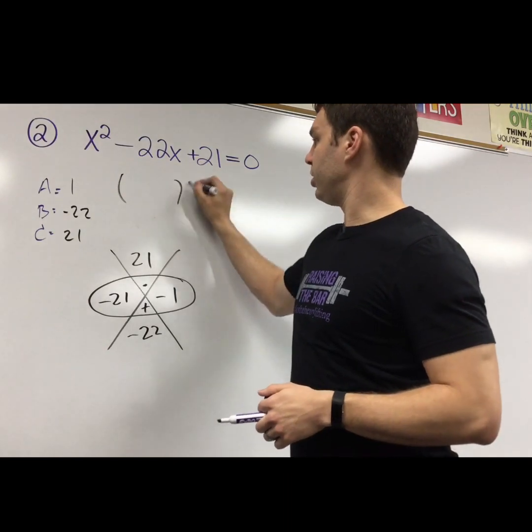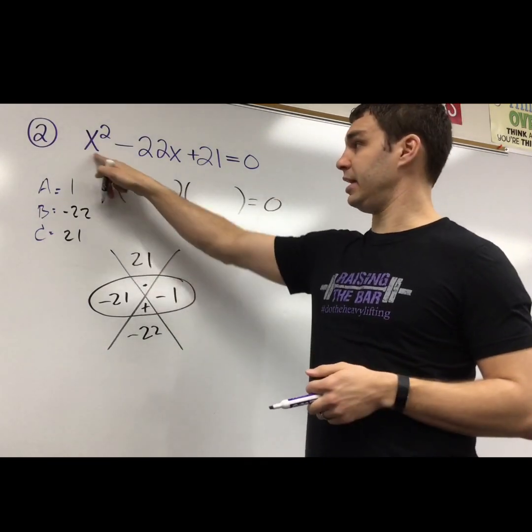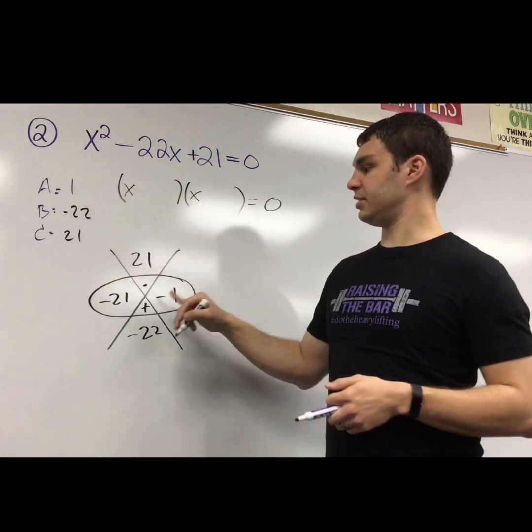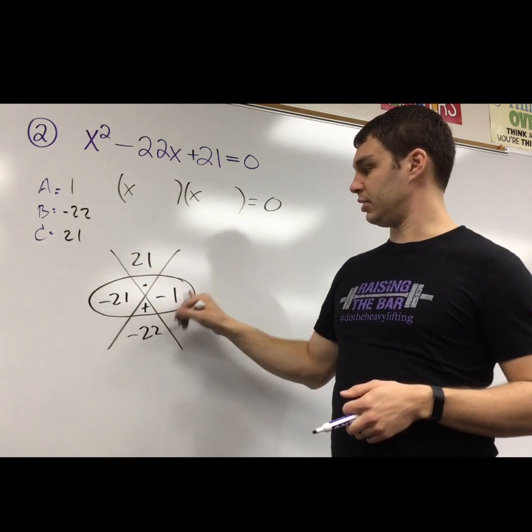So I'm going to write my two parentheses here, and I'm going to say equal to 0. All right, now I can split my a term x and x. I don't need the brackets because it's just going to be a fill-in since a equals 1, and I'm going to fill in negative 21 and negative 1.